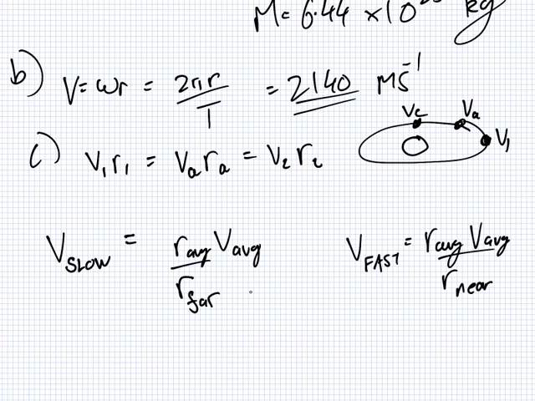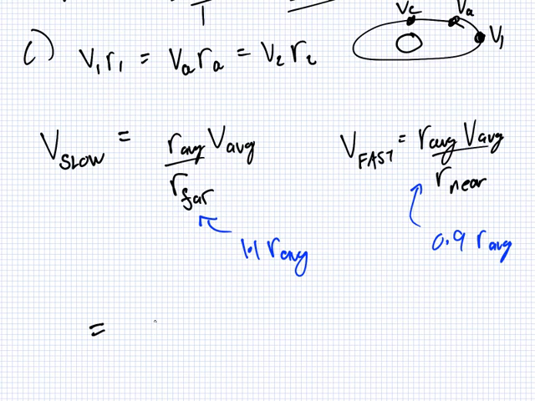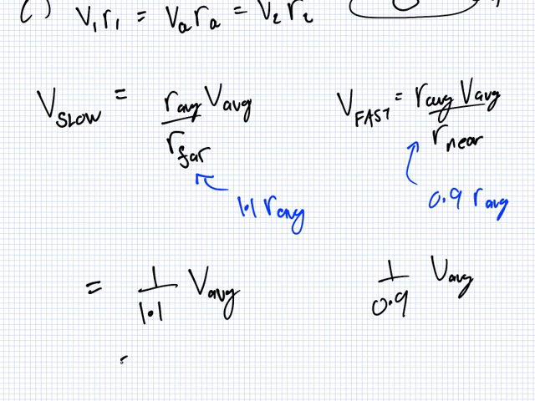Now, I said that the difference is only 10%. So this here would actually be 1.1 R average. And this one here would be 0.9 R average. So actually, I can get my two answers as 1 over 1.1 V average, and then the other one would be 1 over 0.9 V average. That is 10 over 11 times the V average, and that one is 10 over 9 V average. So these are the two speeds.